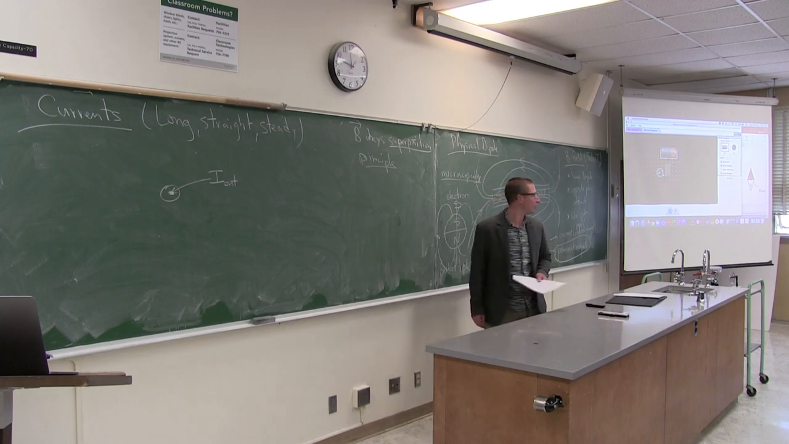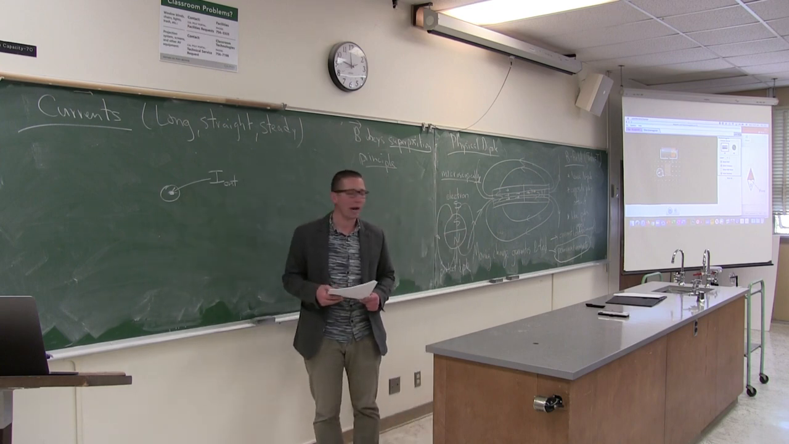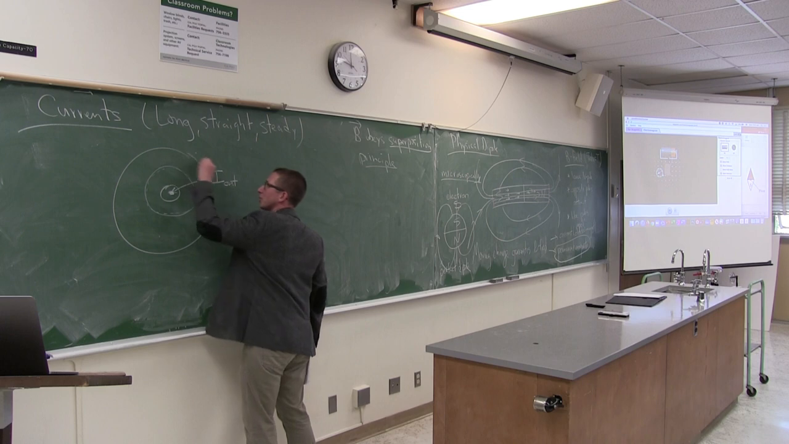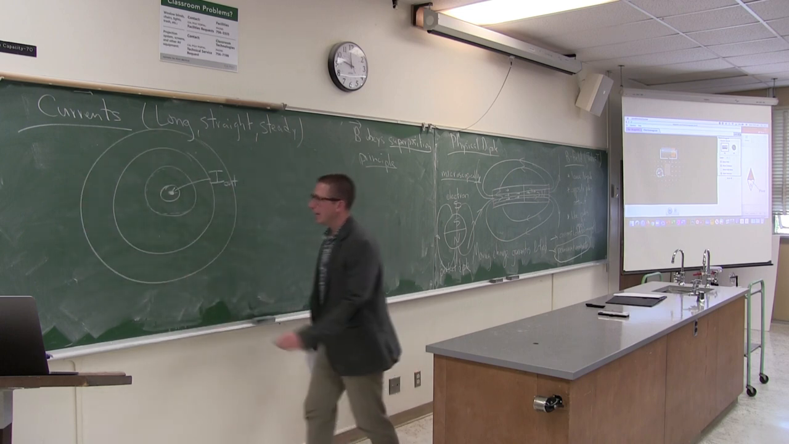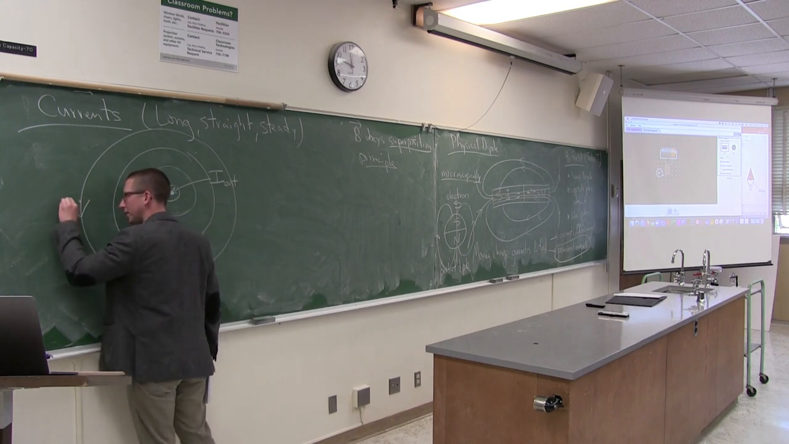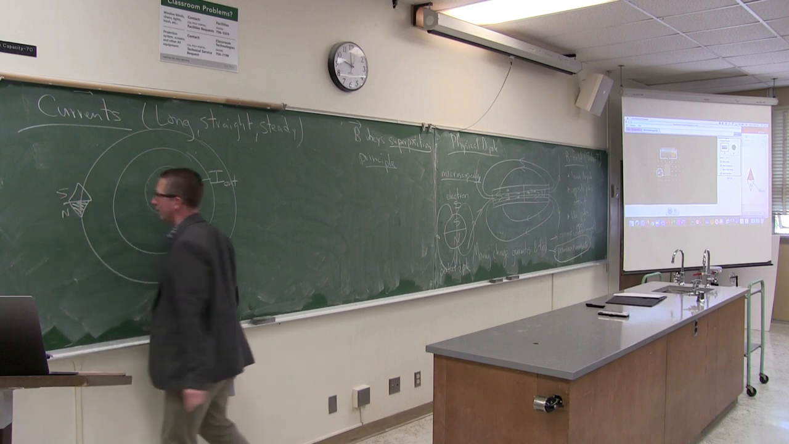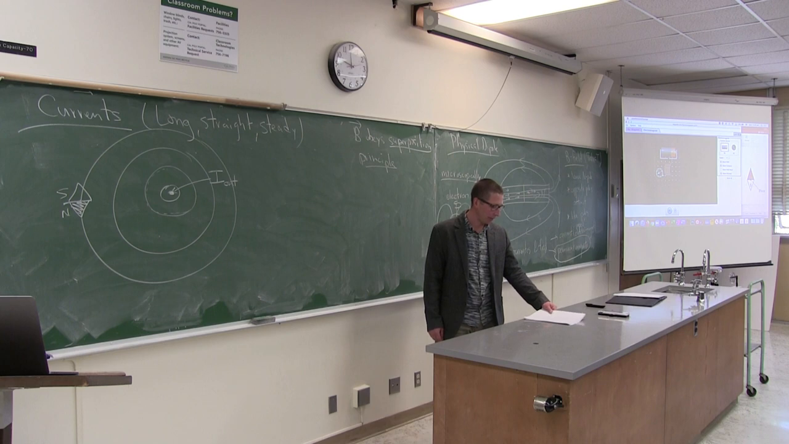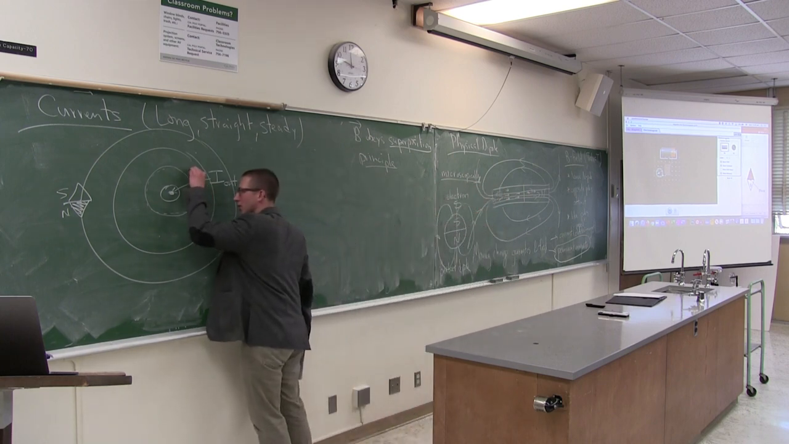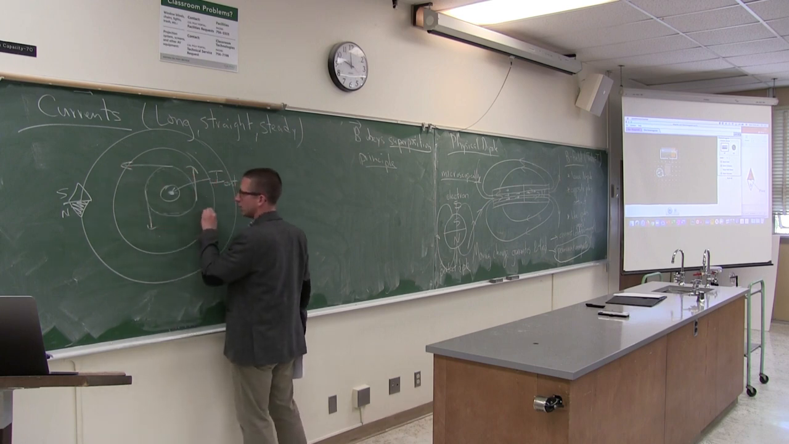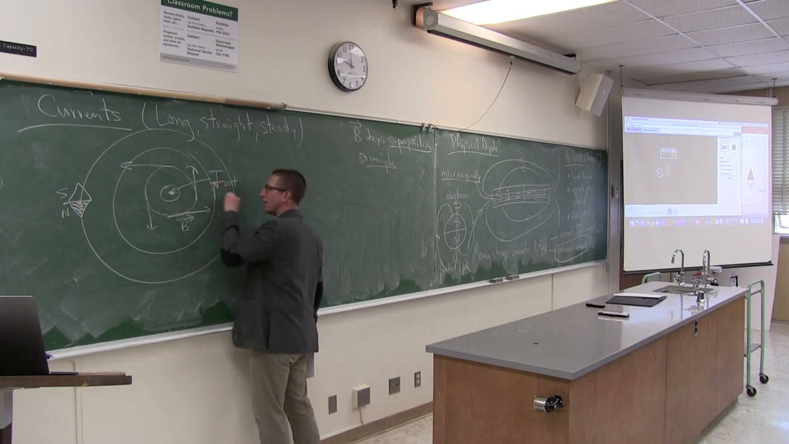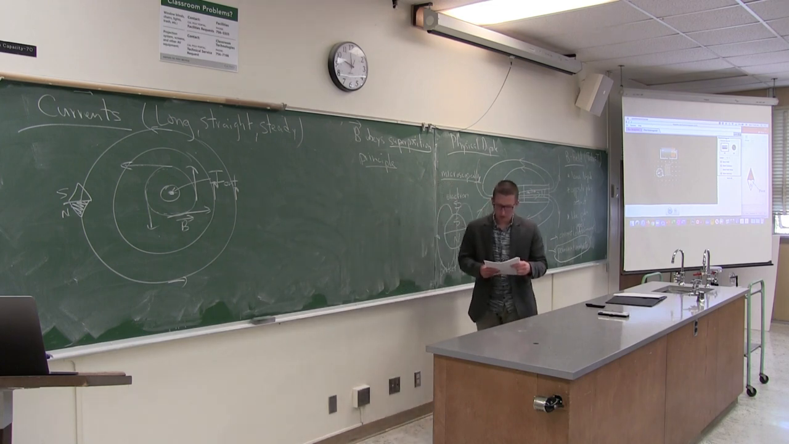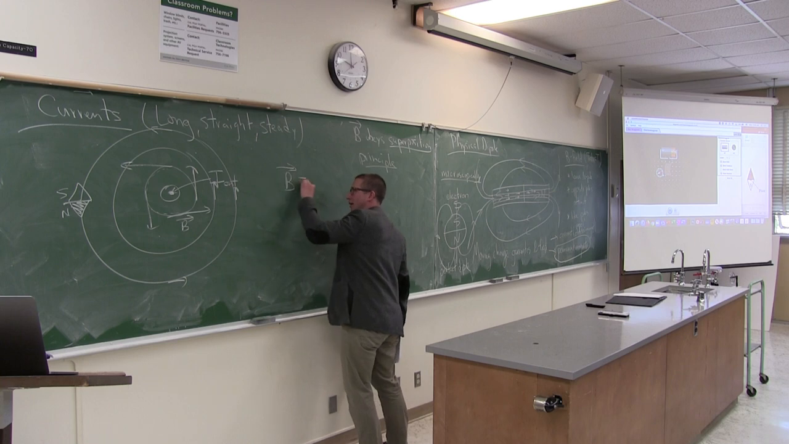Now, if I take a compass needle and put it around this wire right here, what you find is that the compass needle tends to align itself in these concentric circles. And the north pole of the compass needle always points in this direction, and it gets weaker the farther you get away from the current. So we end up getting a magnetic field that looks like this. So here's the magnetic field, and it gets weaker as you go farther out.